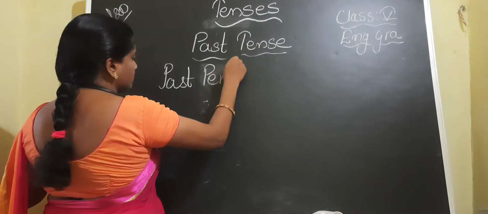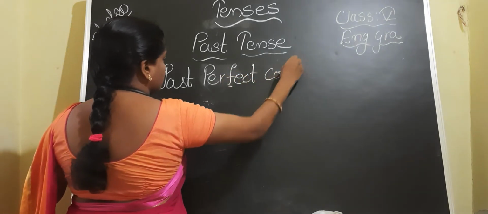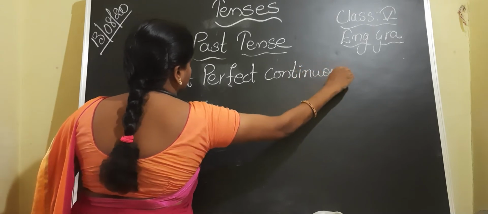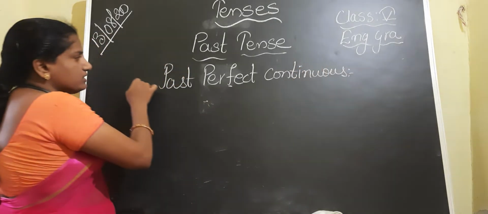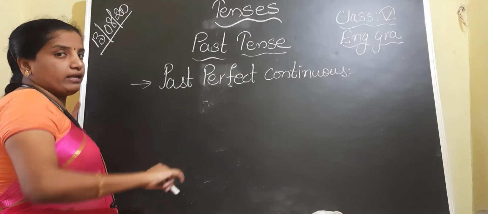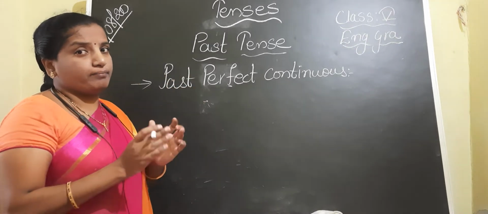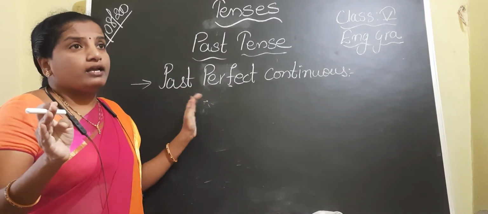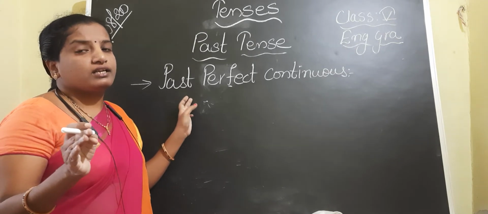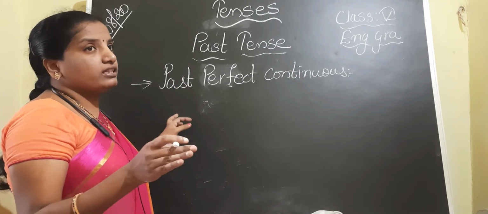Past perfect continuous. See children, it is a tense which started in the past, completed in the past, and it continued for a duration of time, means for a long period. He had been working for 5 years. He had been working for 5 years in this factory.